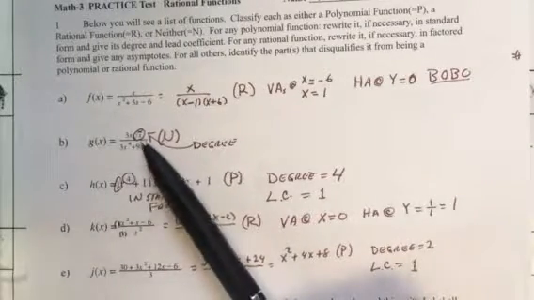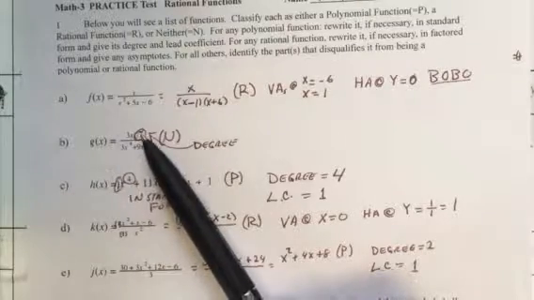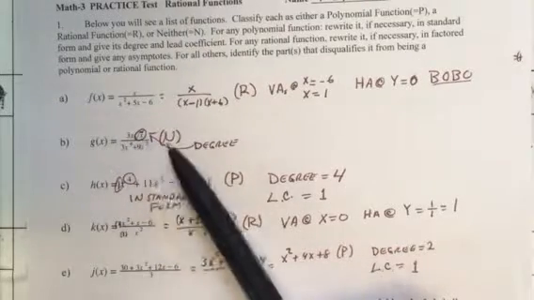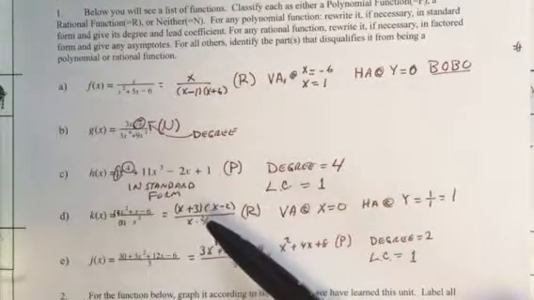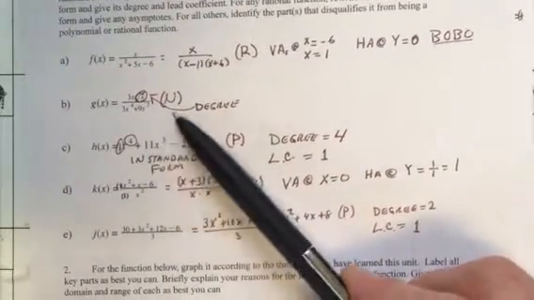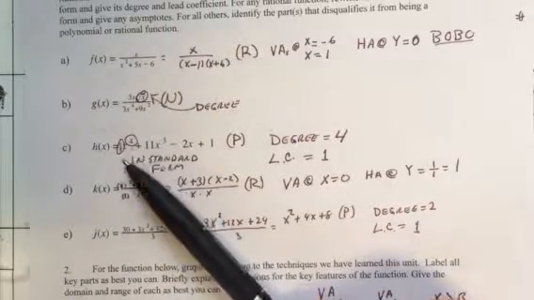Here, this is the disqualifier. The bottom is a polynomial, but this is not a polynomial. Okay, so it's neither. And that thing is what disqualifies it. The degree is 1/2. It's not a positive integer degree.